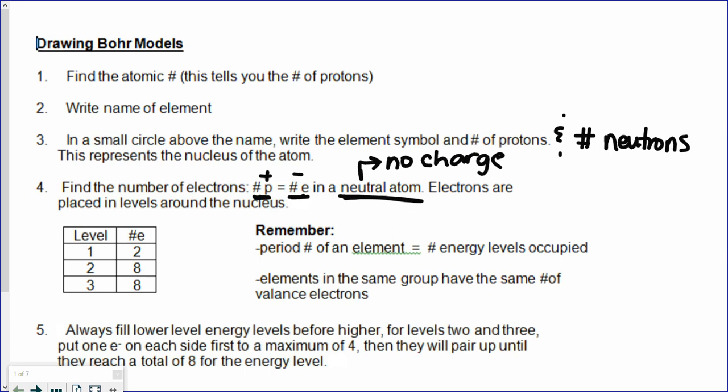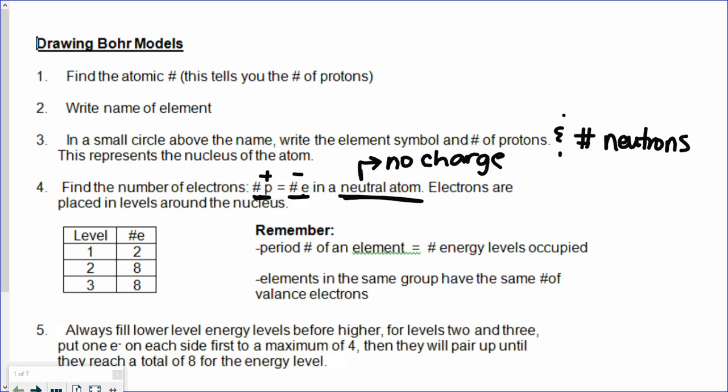And so electrons, we talked a little bit about this, are placed in what we'll call shells or levels around the nucleus. When we were talking about Bohr model stuff before, we talked about this. The first energy level or the first shell can hold 2 electrons. The next energy level or shell can hold 8 electrons. The third can hold 8 electrons, and actually the fourth can hold 18.